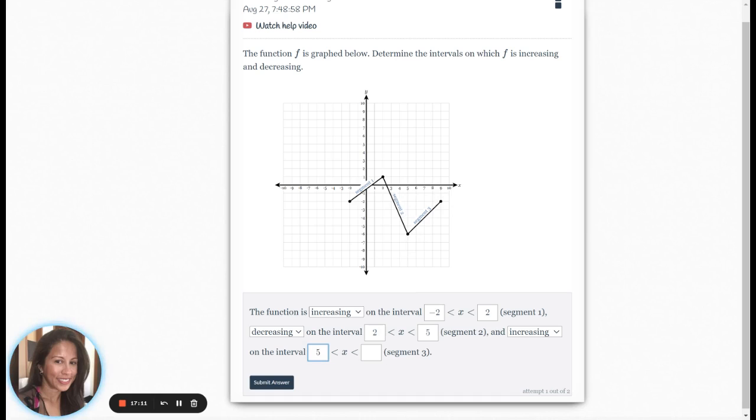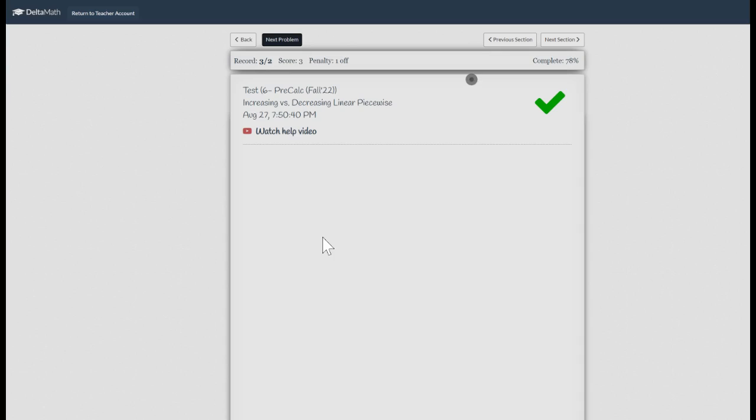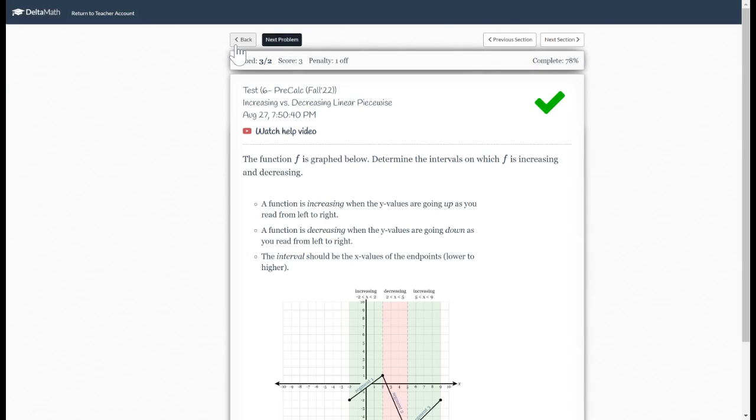And that is all you do in this section. You are showing me that you are able to write the intervals of increase and decrease for these functions. And that is it. That was the lesson of section 1.3.